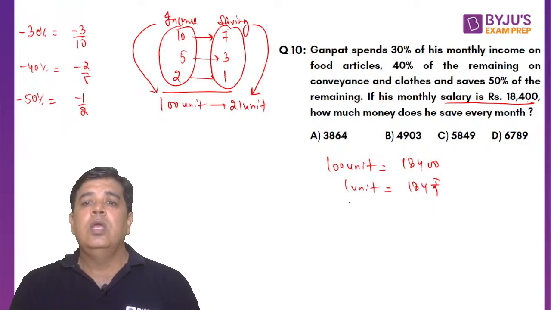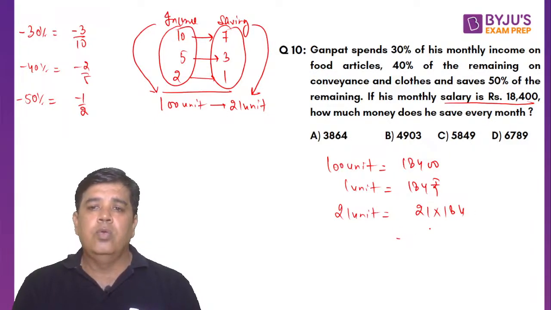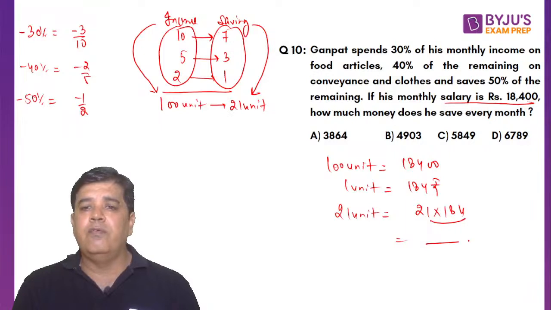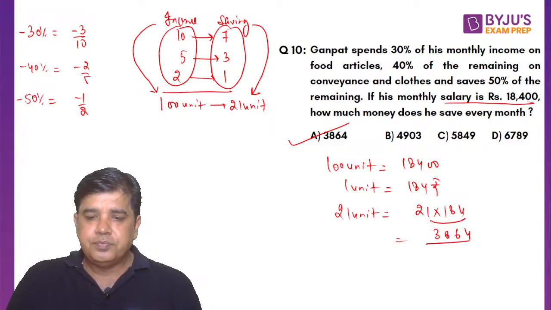They are asking what he saves every month. The saving is 21 units. What is 21 into 184? You can match the unit digit. 4 into 1, 4. The only option ending with 4 is 3864. So A option is the correct answer.